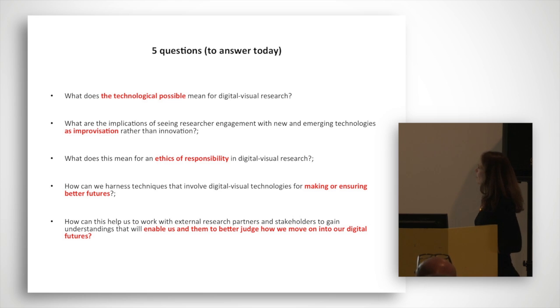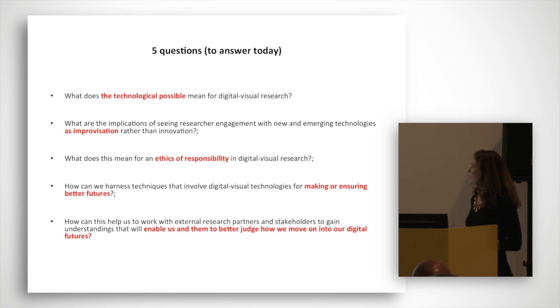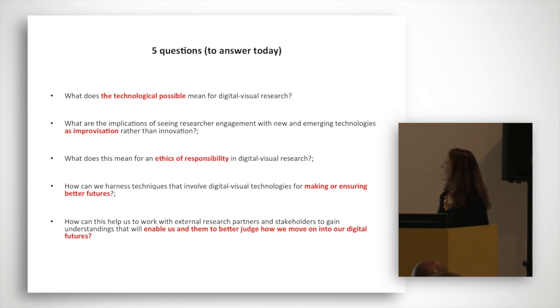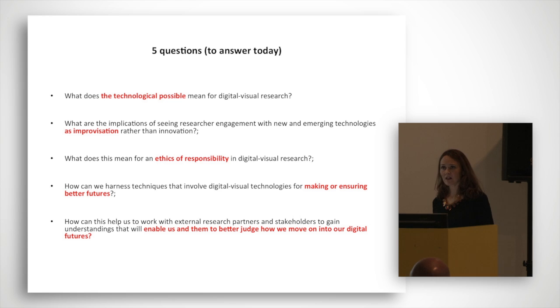But five questions. The first one is, what does the technological possible mean for digital visual research? And I'll go through the questions in a bit more detail in a minute. The second one is, what are the implications of seeing researcher engagement with new and emerging technologies as improvisation rather than innovation? And I'll talk about that distinction as well. What does this mean for an ethics of responsibility in digital visual research? How can we harness techniques that involve digital visual technologies for making or ensuring better futures? Finally, how can that help us to work with external research partners and stakeholders to gain understandings that will enable us and them to better judge how we move on into our digital futures? So that's also a wider agenda for what research might mean in a contemporary environment.